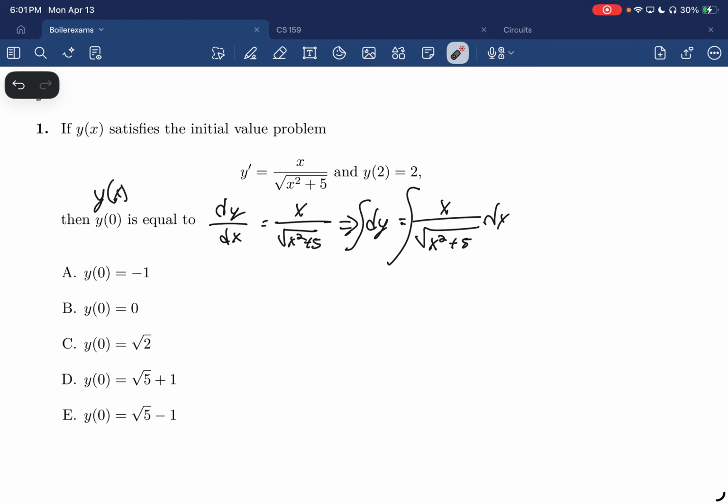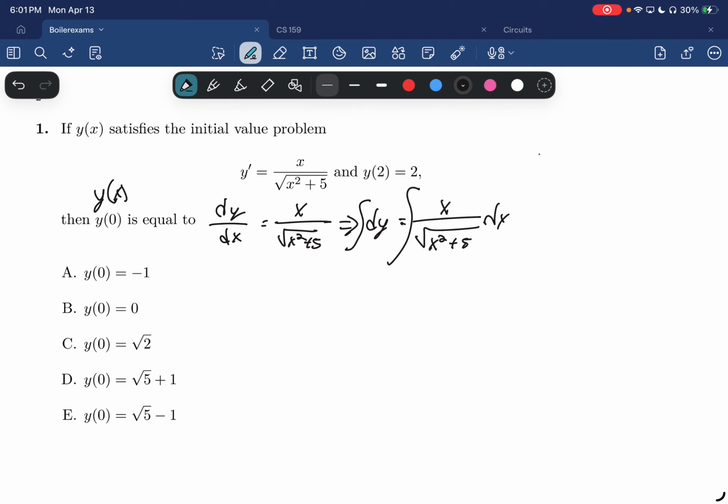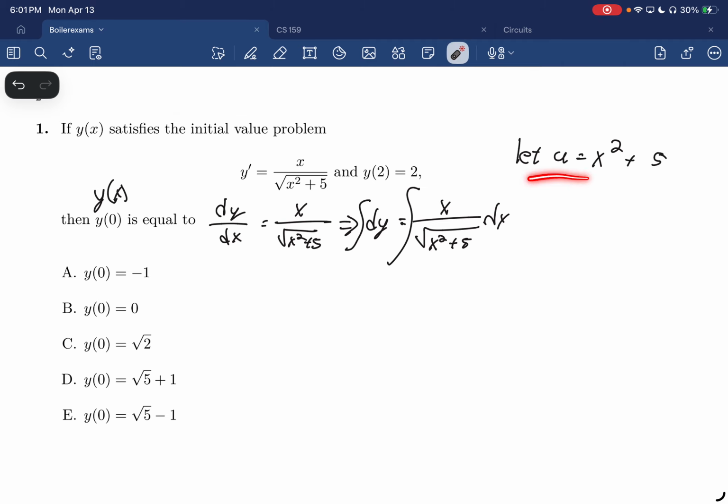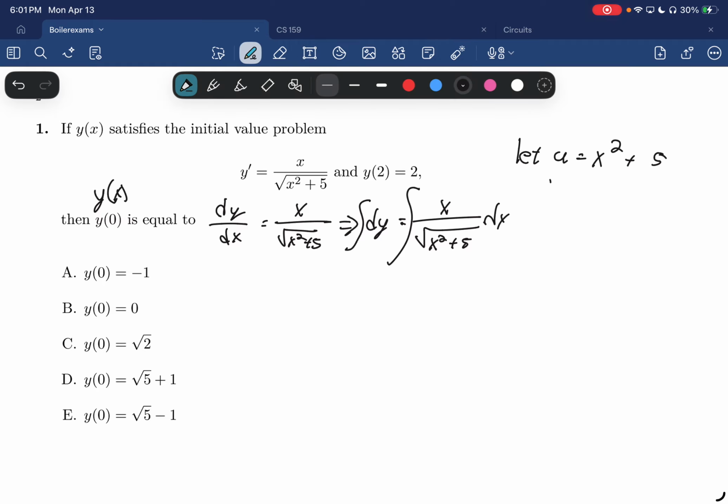And the reason you know that you should use u substitution is there is something multiplied by dx in the numerator that is 1 power less. So think of this as x to the 1. That's 1 power less than what's in the denominator, which is x squared, right? So we can use a handy u substitution. We can say that let u equal x squared plus 5. And if we differentiate both sides, then we'll get that du is equal to 2x dx.